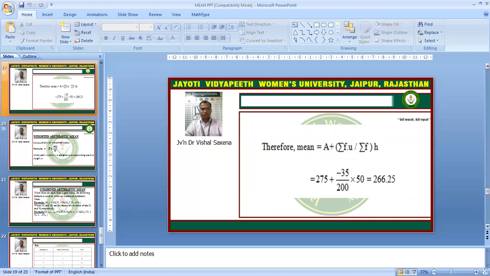Therefore, the mean is given by A plus summation f into u upon summation f, into h. So this is the formula for the step deviation method. A is 275 and summation fu is minus 35. Then summation f is 200 and h is 50. When we solve this equation, we will get 266.25, and this is the required arithmetic mean for the question.